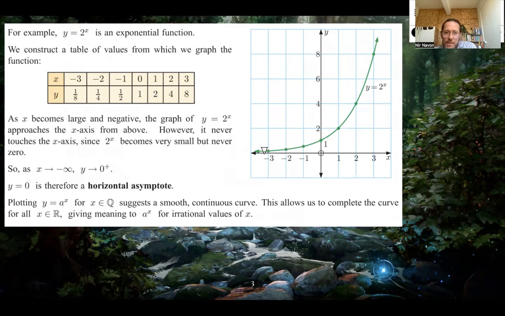We see as x becomes a really large negative number, we have an asymptote here, a horizontal asymptote, because the graph will never touch the x-axis, but it continues to become very close to it. As x goes to minus infinity, which is a big negative number, y becomes 0 from the positive side of it, from above the x-axis. So y equals 0 is therefore a horizontal asymptote. And this is the curve that we get.